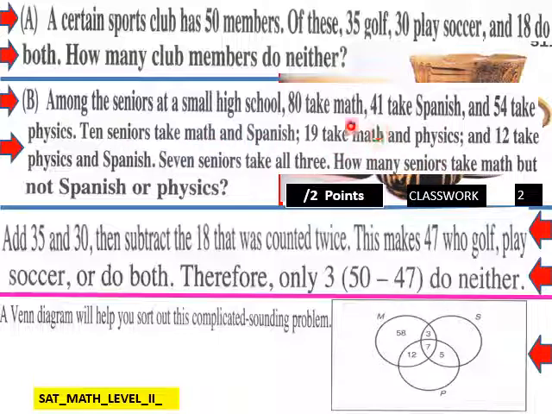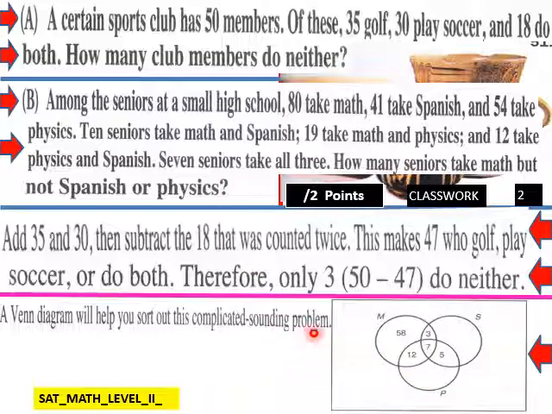Wait a minute, where am I at? 10 seniors take math and Spanish. So here's our math, and here's our 10. 10 of them take Spanish and math, so that's where that 3 comes in. And 12 take physics and Spanish, so here's our 12 there. And 7 seniors take all 3, right here. How many seniors take math but not Spanish or physics?